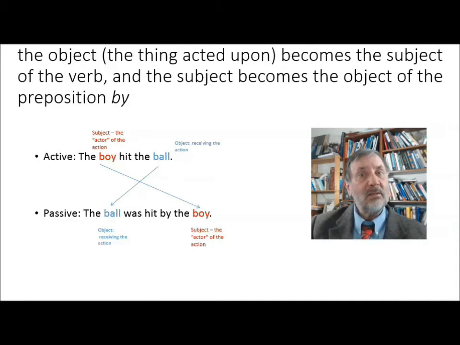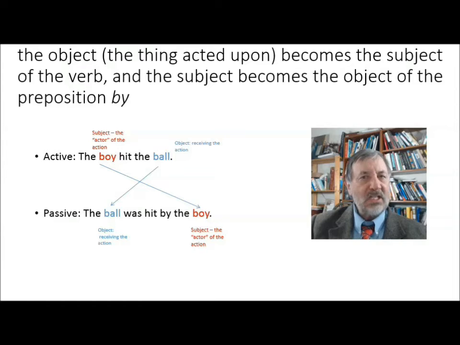And what did the boy hit? The boy hit the ball. So the ball is receiving the action. It is the object of the verb. However, in the passive voice, and we can see a little crisscross I've drawn here, what happens to the parts of the sentence? The ball, who's receiving the action, crosses over to become the subject of the sentence.